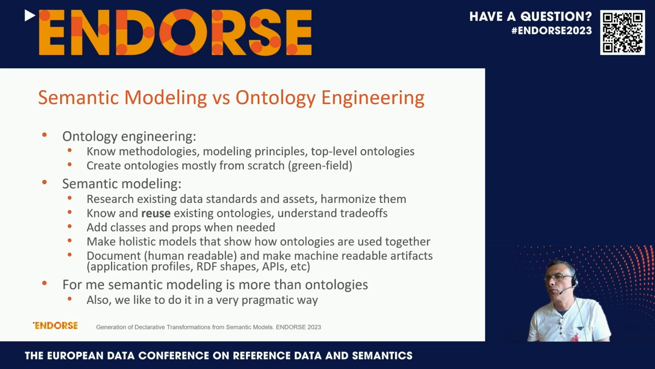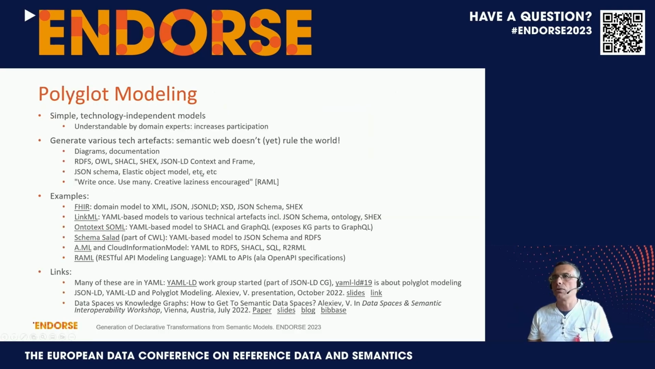And so for me, semantic modeling should come first. We'll quite often work with examples showing how we want the data to be laid out. And later on, we map it to ontologies or create our own ontologies or extend existing ontologies.